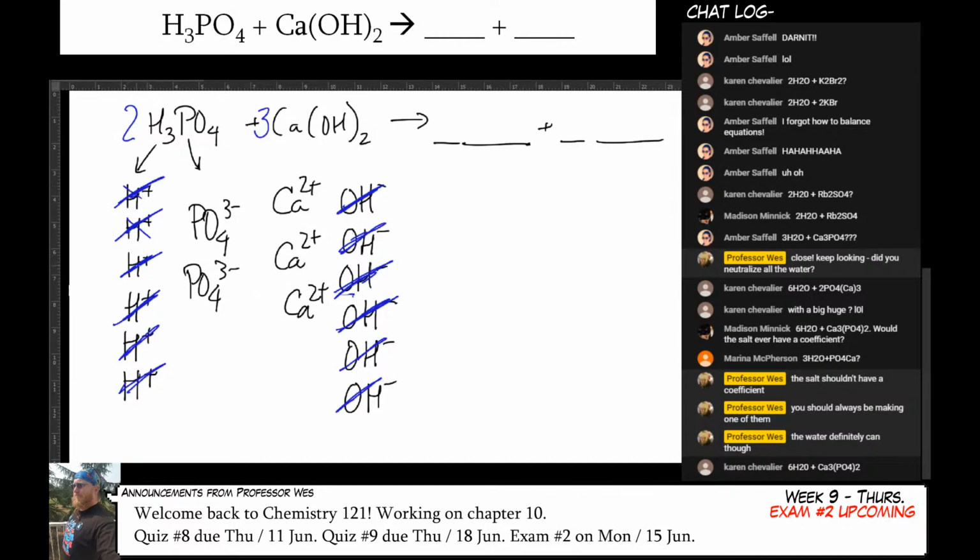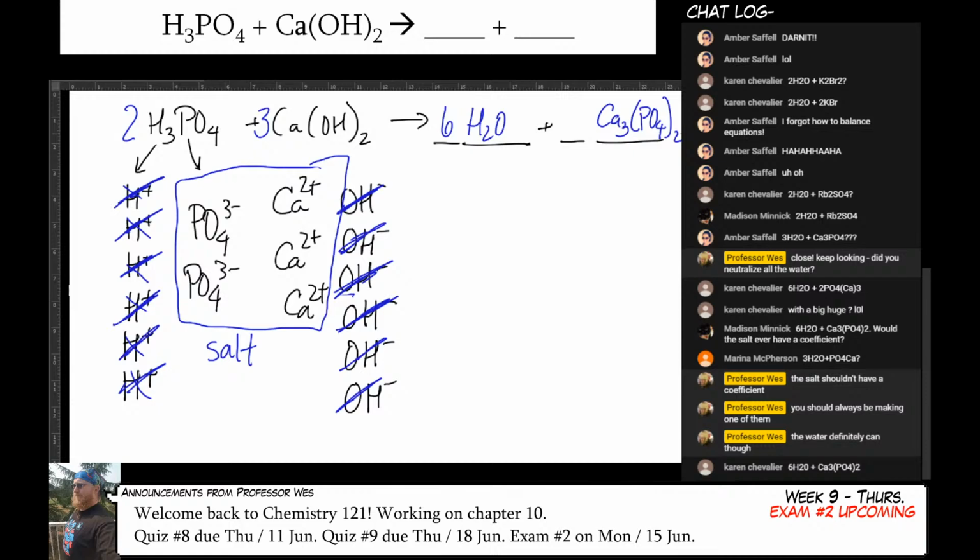So I made 1, 2, 3, 4, 5, 6 of them. 6 water. And everything else is the salt. So that's calcium 3, phosphate 2. And some students did realize that, hey, you should only ever have one salt, because everything left over is the salt, so I can only ever make one of them if I'm doing it this way. All right, there's your answers. And here is the homework practice.